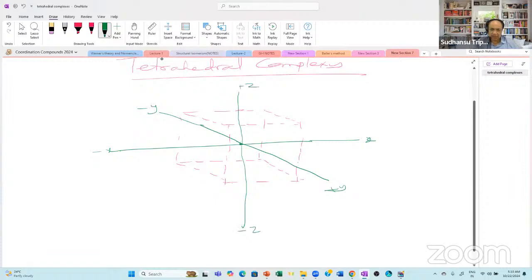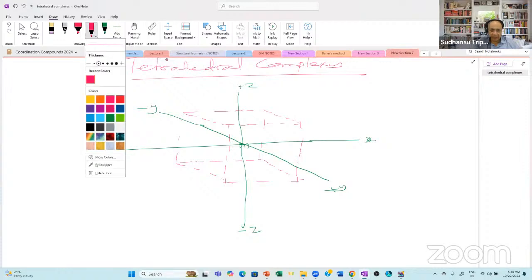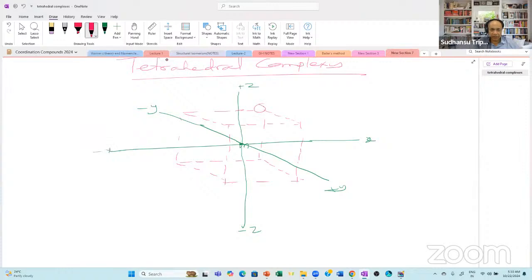In case of octahedral field, the ligands were approaching along the direction of the axis. But here in tetrahedral field, metal ion is sitting here, and the ligands are approaching in alternating corners.